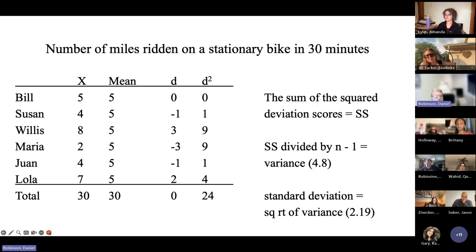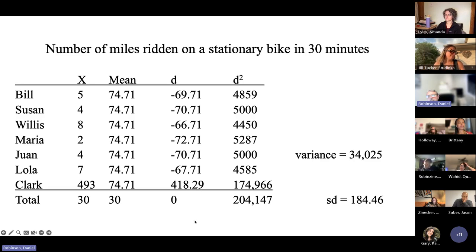Okay. So I add one more student because I want 7 scores instead of 6, and I bring in this student named Clark Kent, and he gets on the exercise bike and he rides in 30 minutes for 493 miles. All right. You all know who Clark Kent is, right? We're not that old. Okay.